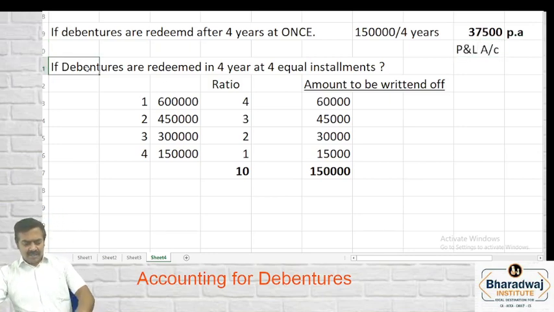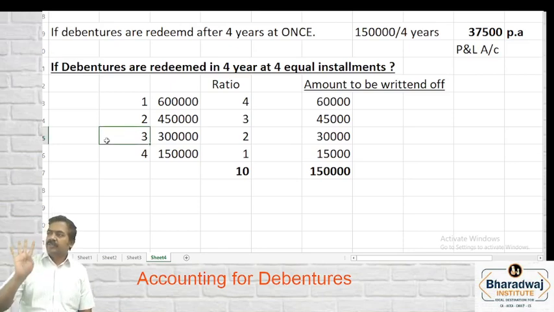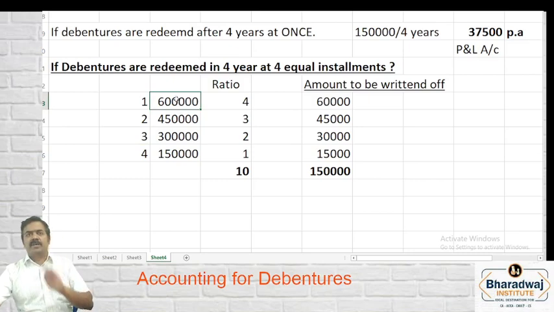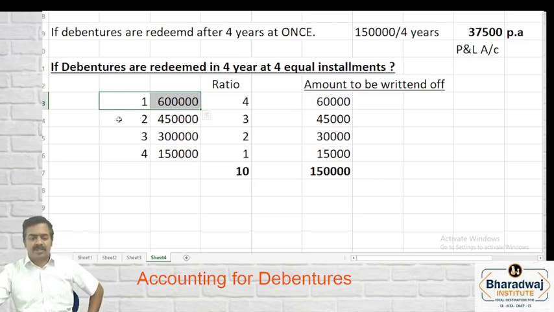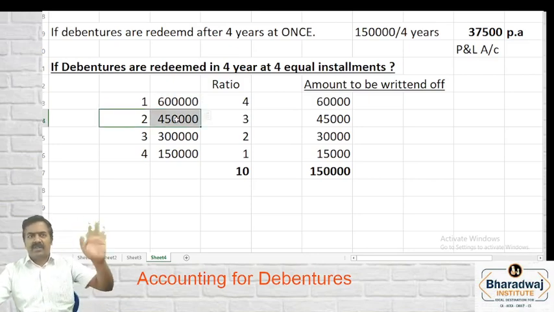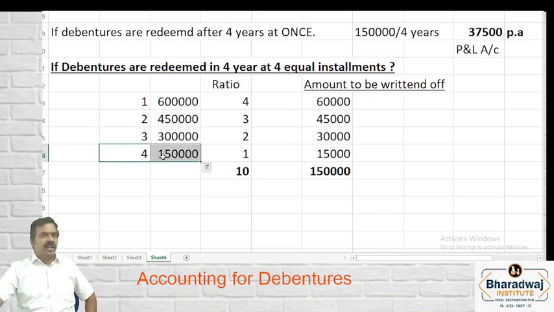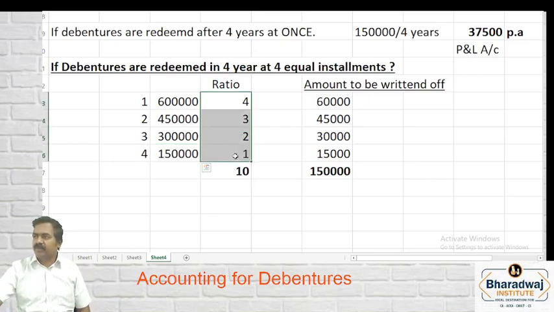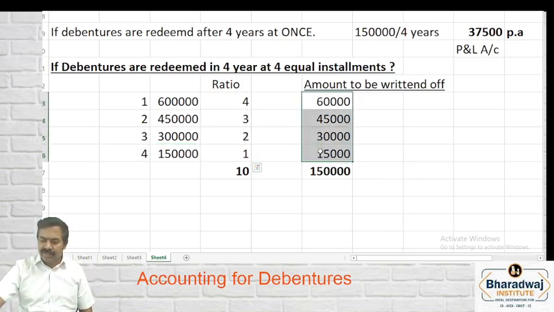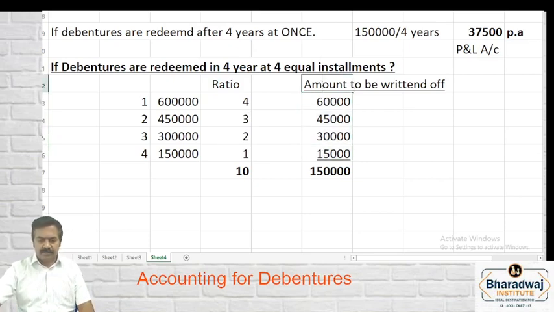Next case. Debentures are redeemed in how many years? 4 years, in 4 installments. 6 lakhs divided by 4. Each year, how much do you have to pay? 1,50,000. First year debentures 6 lakhs, 1,50,000 repaid. Second year, 4,50,000, 1,50,000 repaid. Then 3 lakhs, and that 1,50,000 repaid. Last year, 1,50,000. At the end of last year, it will become 0. What is the ratio of money outstanding? 4:3:2:1. In that ratio, the loss will be written off.